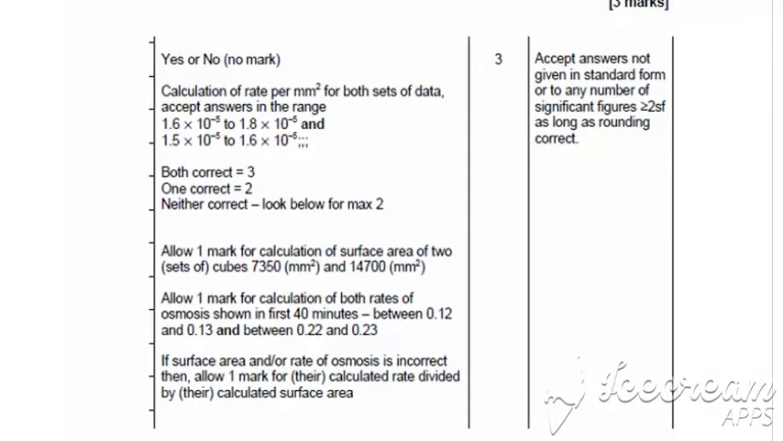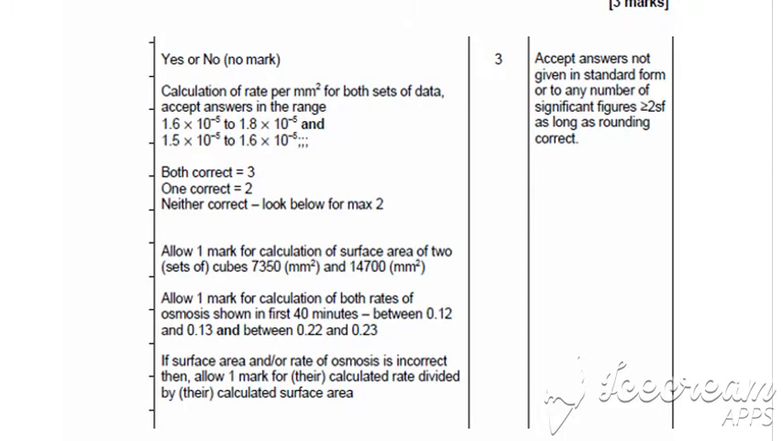The question does allow a range for the calculations. There's no mark for identifying yes, they are the same or no, they're not, but they're looking for the calculations to prove it. So there's a range of between 1.6 and 1.8 times 10 to the minus 5 for A, and 1.5 to 1.6 times 10 to the minus 5 for B. If you have got both of those calculations correct, whether you've concluded yes or no, you can get 3 marks.